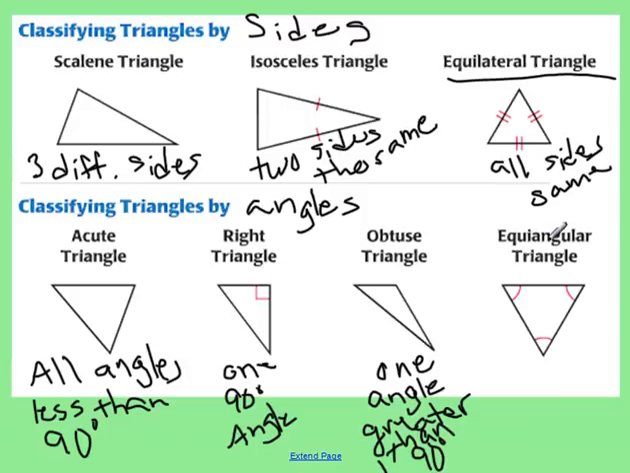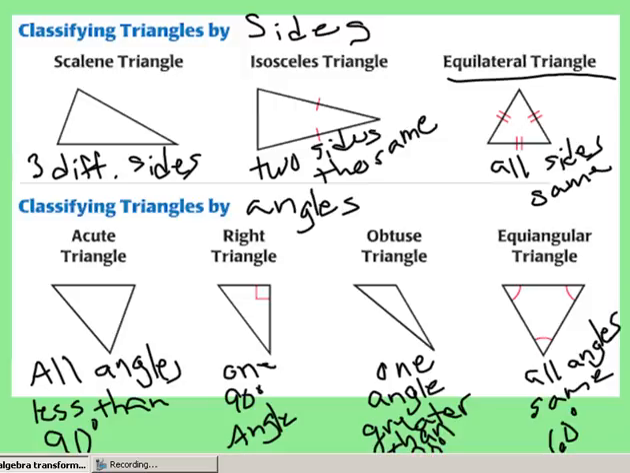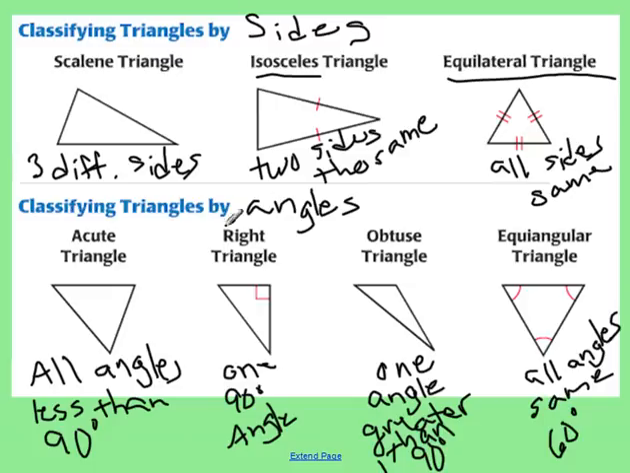Finally, an equiangular triangle has all angles the same, all the same size. And when you have an equiangular triangle, all the angles are going to be 60 degrees. And we know that because of a theorem we're going to be talking about in just a couple minutes. So you could have an isosceles right triangle, a triangle that has two side lengths the same and a right angle. You could have a lot of combinations of these different kinds of angles.